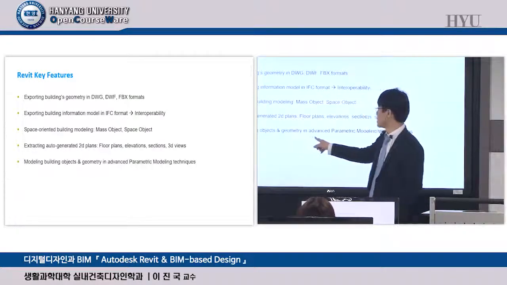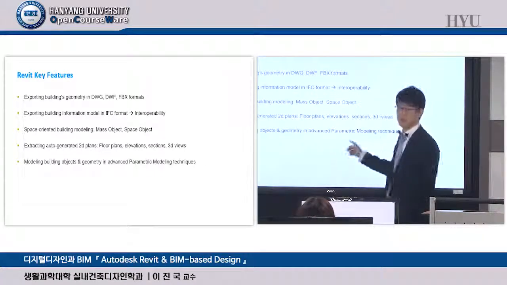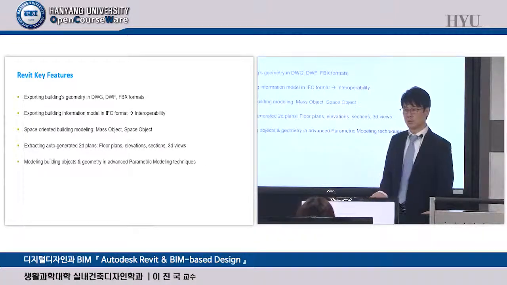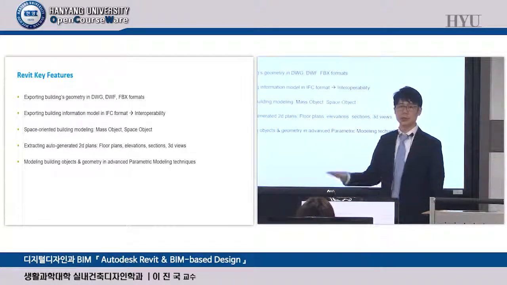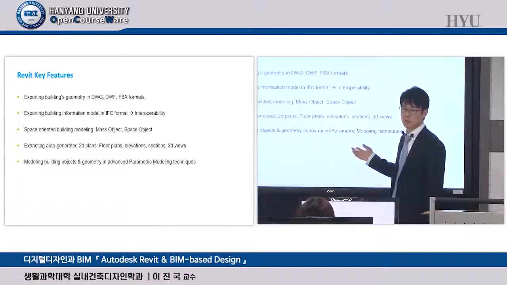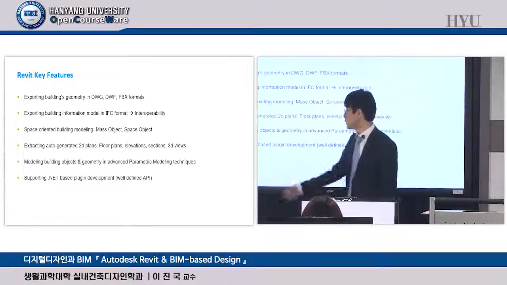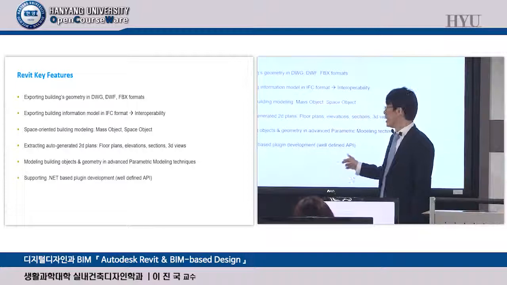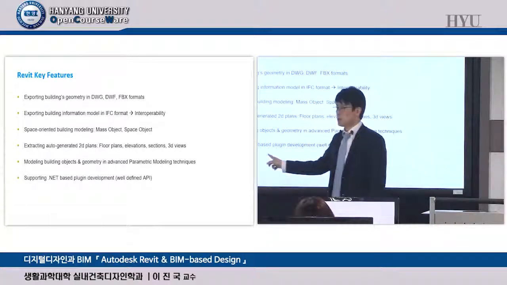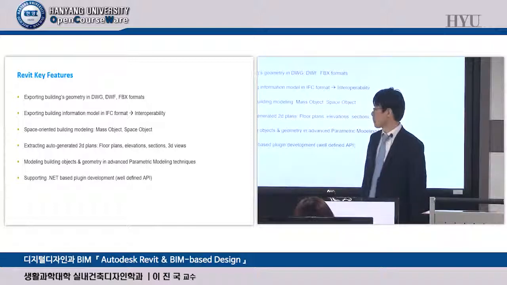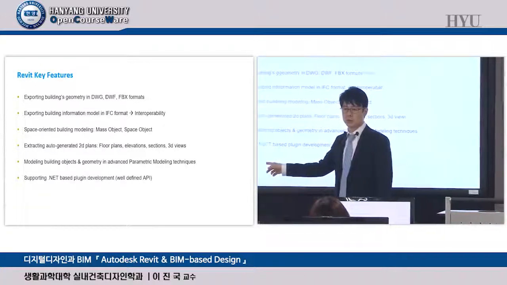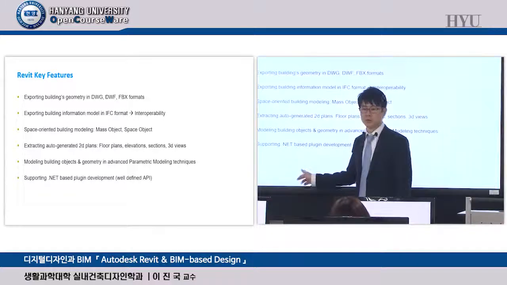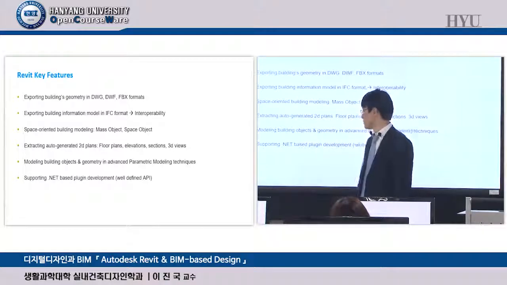Building modeling objects and geometry in advanced parametric modeling technologies. I told you what parametric modeling is. Thanks to parametric modeling, whatever you create, all your projects are going to be managed in a parametric way. In other words, a smart way, okay? Supporting .NET-based plugin development. Actually, this one is something for developers. .NET means Microsoft programming environment, such as C# language, similar to C language, okay?